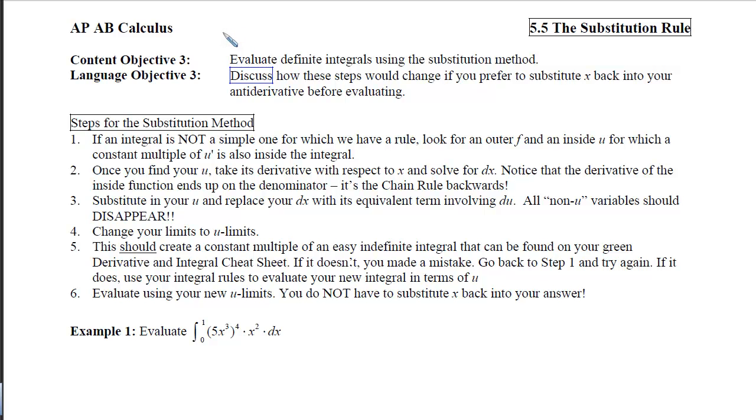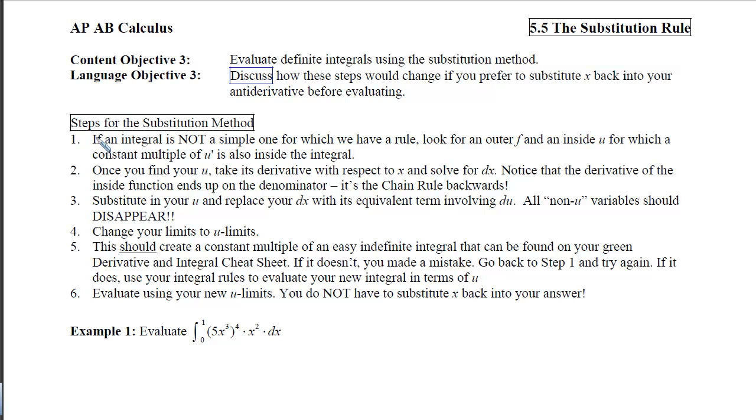This is section 5.5, the substitution method, the third and final objective, which is to evaluate definite integrals using the substitution method. If you watched objective 2, where we evaluated indefinite integrals, you'll realize that there are distinct similarities between the steps for both. When we're done, I'd like you to discuss how these steps would change if you prefer to substitute x back into your antiderivative before evaluating.